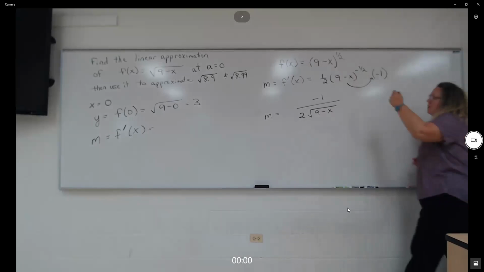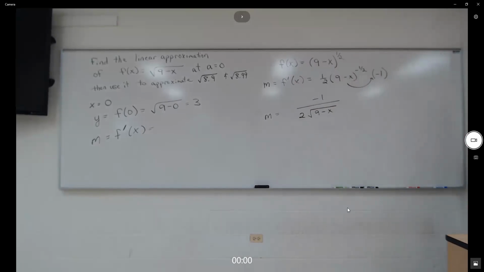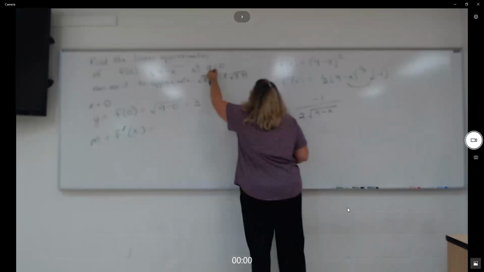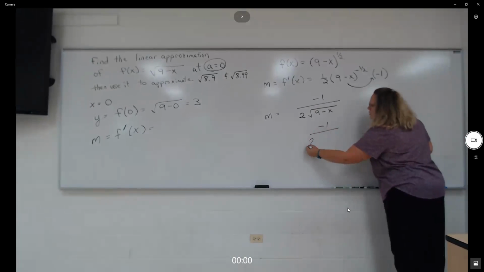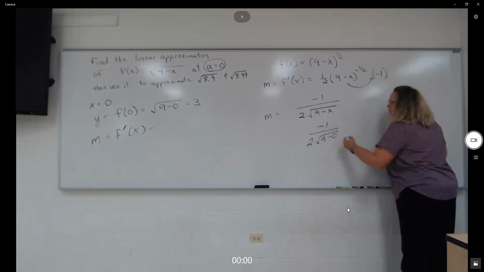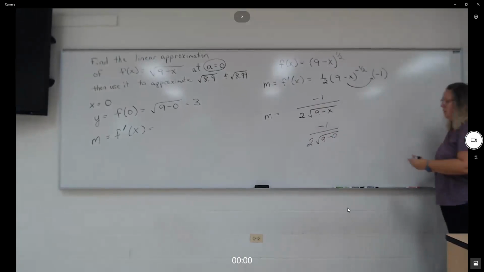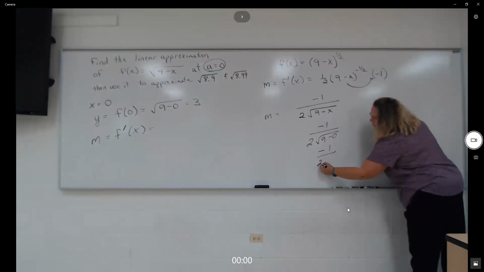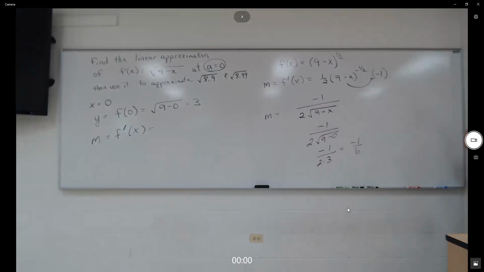All right, and then we plug in, you know what we plug in? We plug in 0, right? Because that's where we want the slope. Everything started with an a value, or remember it's an x value of 0. So -1 over 2 square root of 9 minus 0, which is really just the square root of 9. It's 3. So -1 over 2 times 3, so -1/6. And that is our slope. That's our path.